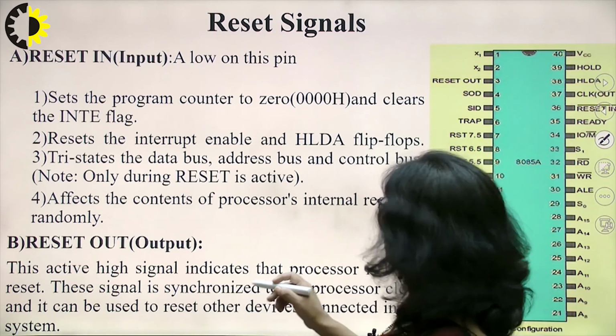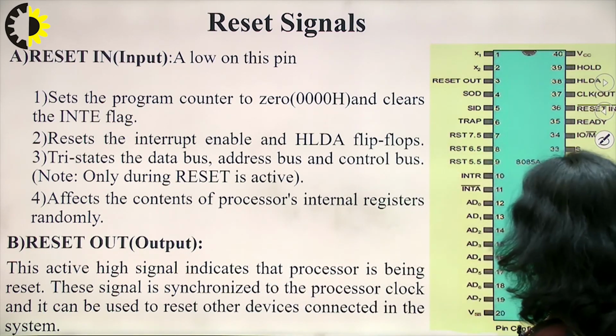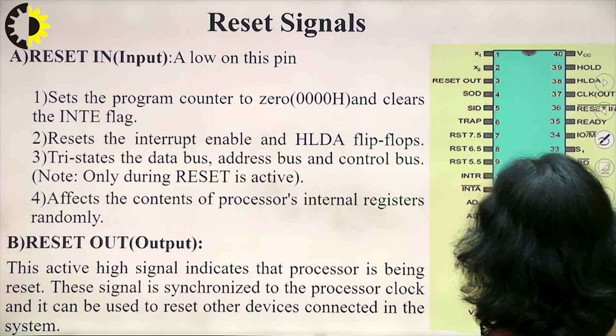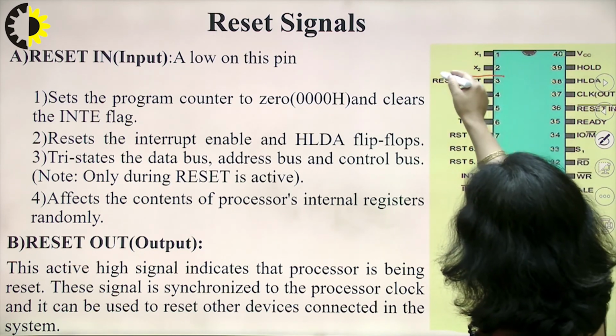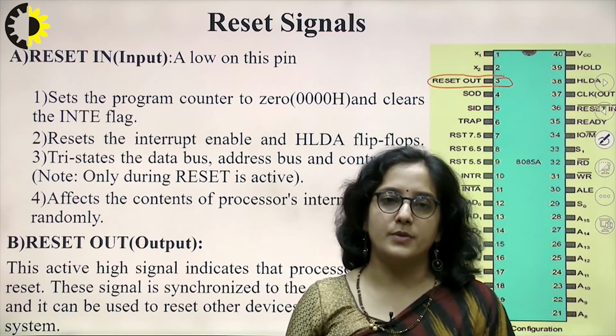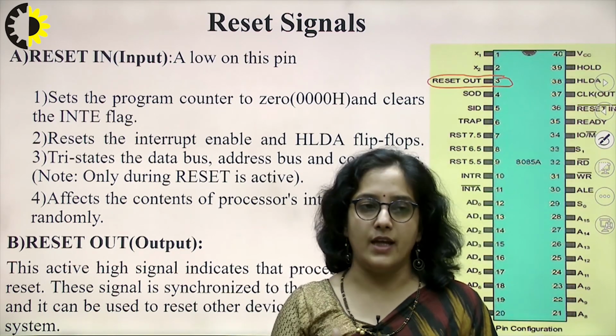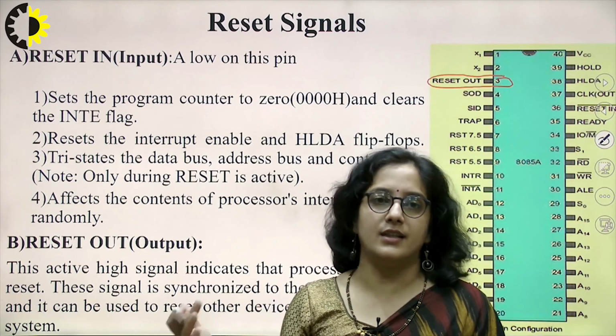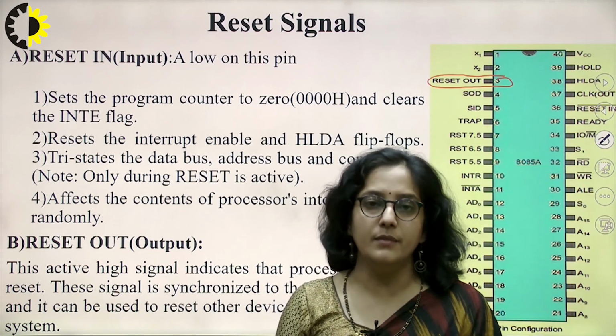If the microprocessor has to restart some other device, it will use RESET OUT. It is available at pin number 3. So this pin number 3 is used by the microprocessor to reset another device, or whichever device is connected with this microprocessor in a system.